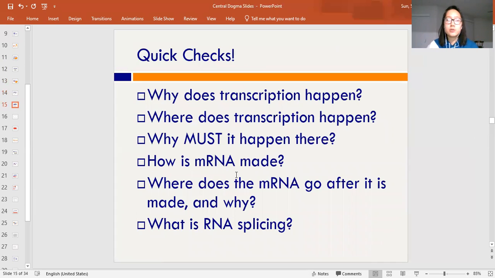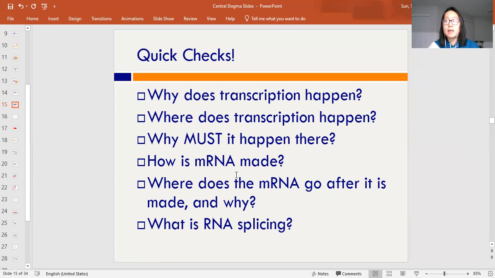So why does transcription happen? Because we know DNA can't leave the nucleus. So something's got to leave the nucleus, and that's our messenger RNA. Where does transcription happen? Well, it's got to happen where the DNA is, so that's going to be in the nucleus. And that answers the next question of why it must happen there.